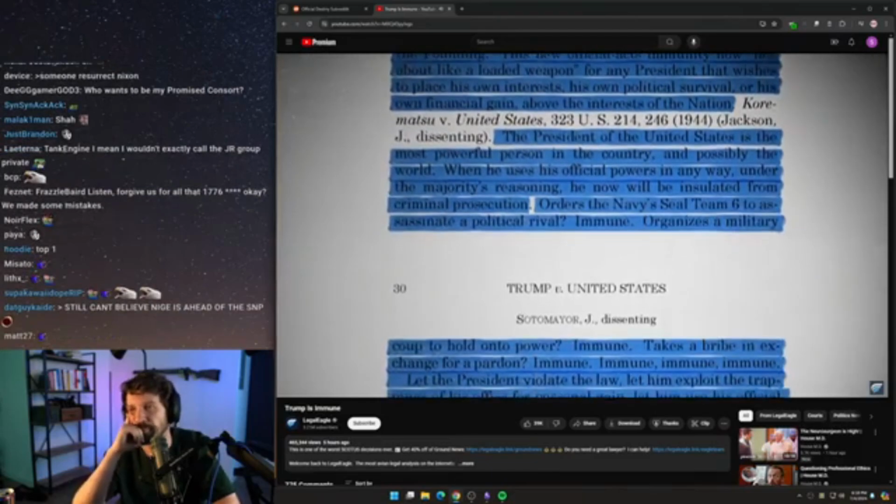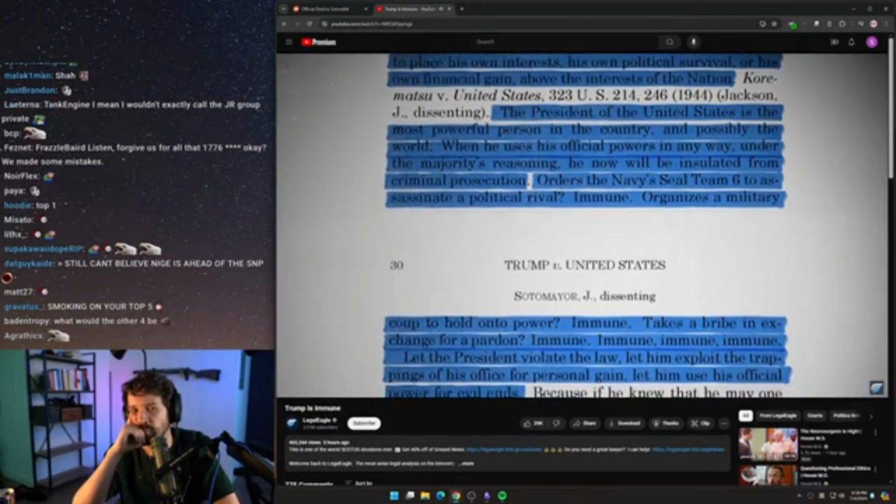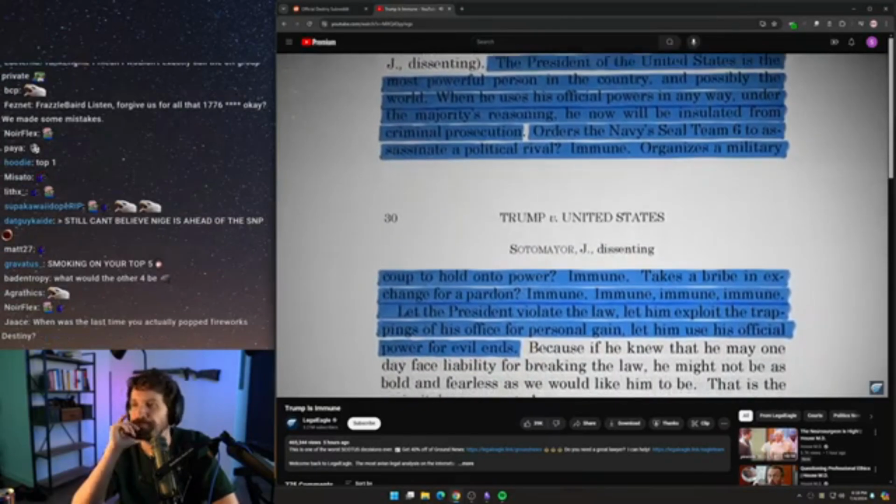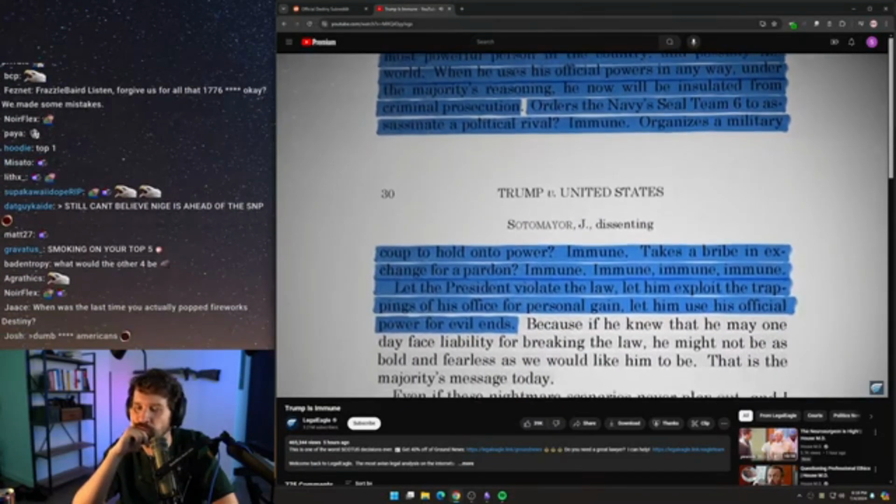Orders a Navy SEAL Team 6 to assassinate a political rival? Immune. Organizes a military coup to hold on to power? Immune. Takes a bribe in exchange for a pardon? Immune, immune, immune, immune. Let the president violate the law. Let him exploit the trappings of his office for personal gain. Let him use his official power for evil ends.